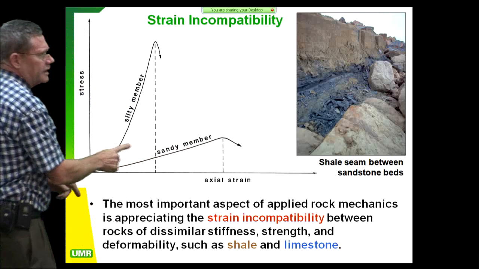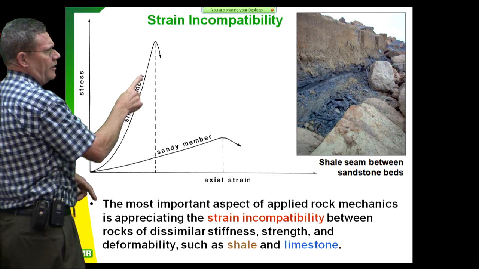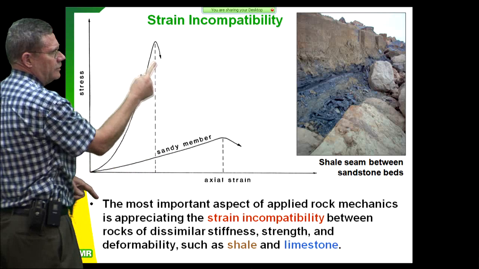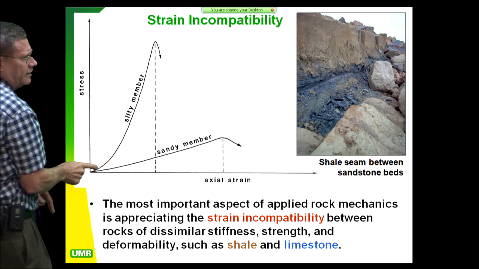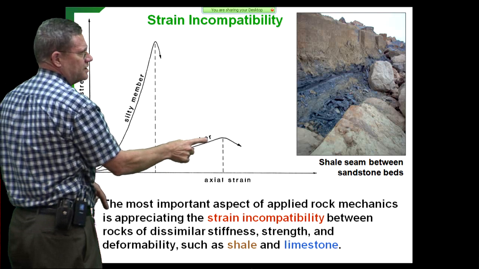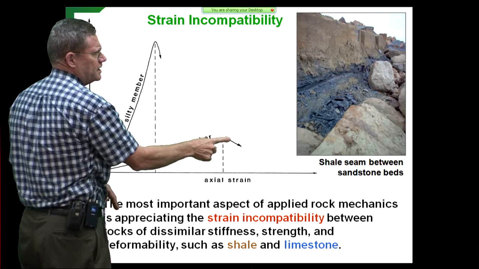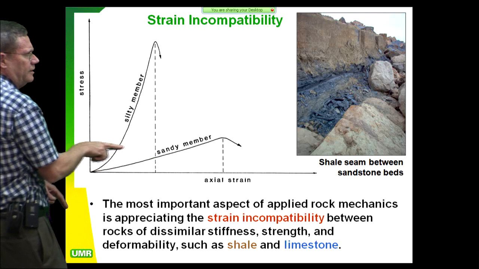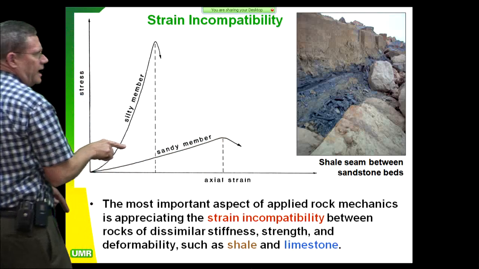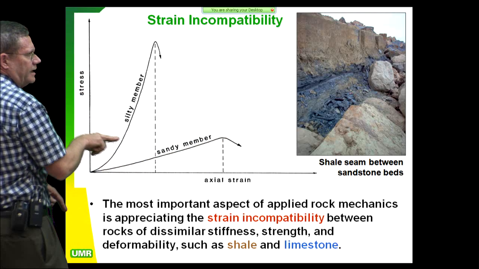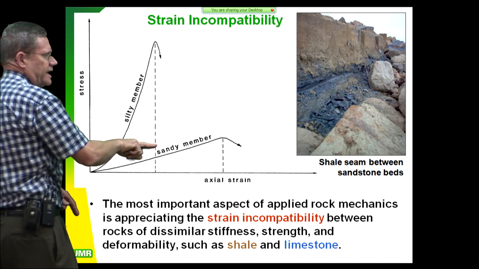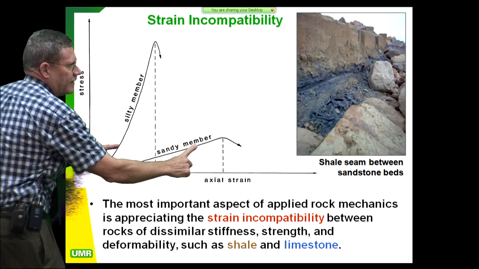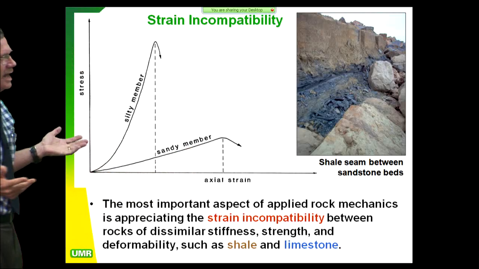Okay? And so if we look at a silty stiff member, very high stiffness, very low axial strain, where you have rupture. Whereas something that's a lot mushier, lower modulus, can strain for a lot longer before it reaches its peak strength. And so you have a strain incompatibility. At this stress level, this one's going to strain a whole bunch, and this one's going to strain very little. See that? At that stress level, right there. Let's go across. So at that stress level, there's the strain on that material. This material right next to it's going to strain that much. Well, something's going to happen.